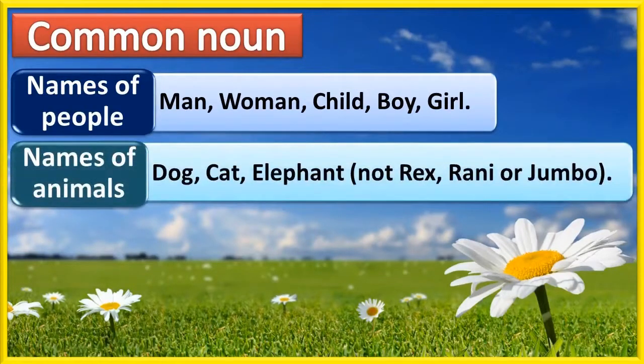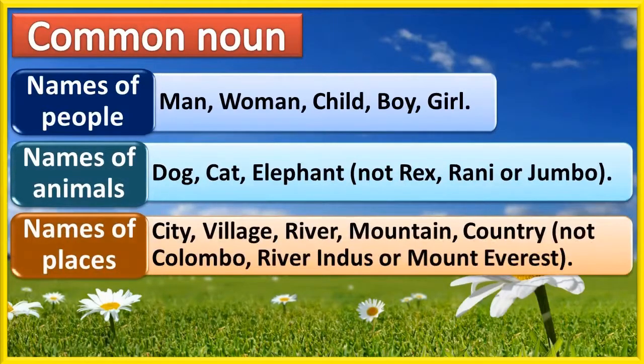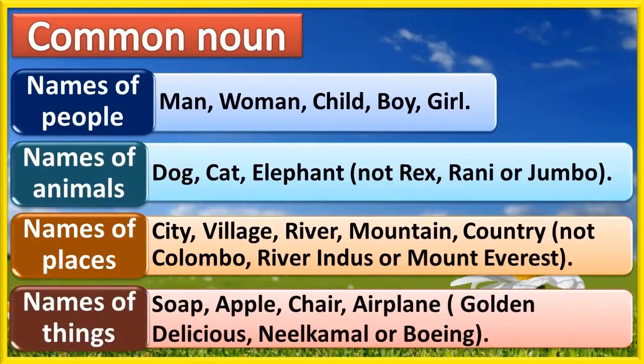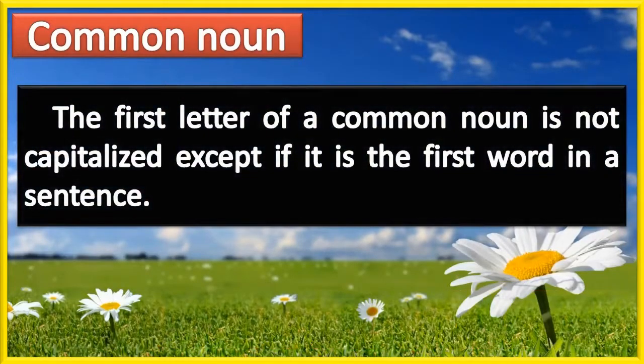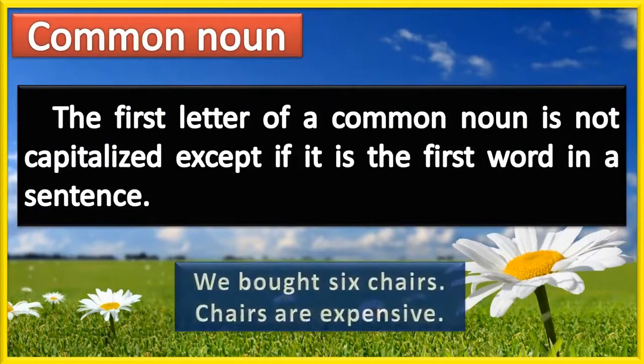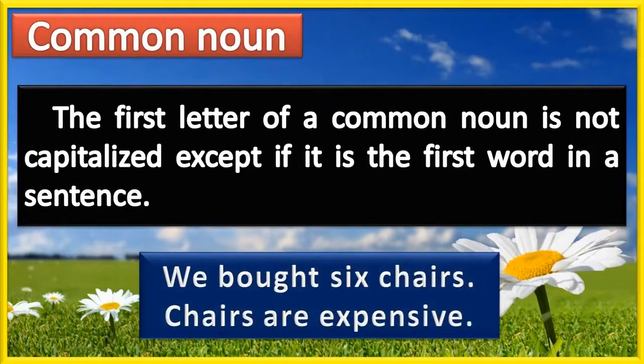Names of animals: dog, cat, elephant, not Rex, Brownie, or Jumbo. Names of places: city, village, river, mountain, country, not Colombo, River Indus, or Mount Everest. Names of things: soap, apple, chair, airplane, not Golden Delicious, Nilkamal, or Boeing. The first letter of a common noun is not capitalized, except if it is the first word in a sentence. We bought 6 chairs. Chairs are expensive.